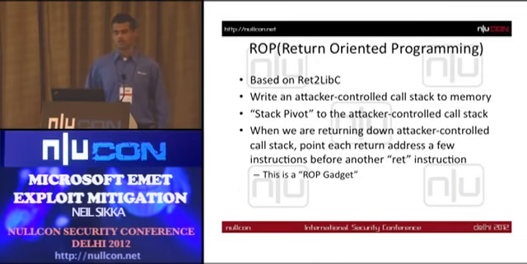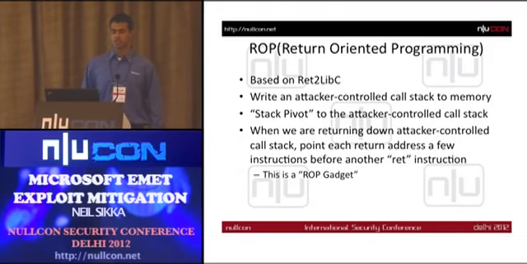So I'm going to be giving two demos today. The first one was the ROP demo that I wrote. ROP stands for Return-Oriented Programming, and it's based on ret-to-libc. An attacker writes an attacker-controlled call stack into the process's address space, and then they stack pivot from the real call stack being used by the process to their attacker-controlled call stack, by using a stack pivot gadget. This is useful because, once they've stack pivoted to the new stack, they use that stack, which contains information about where to return to. So they return to specially selected places, which I'll get to later.